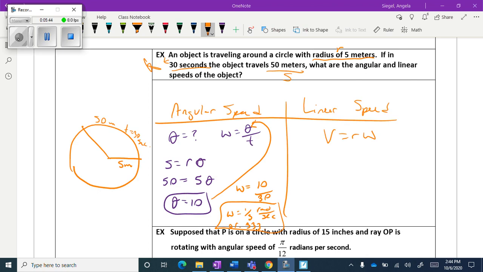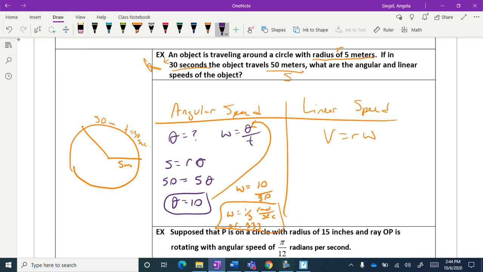Okay, so I kind of want to stop here. I'm not done yet. I just want to talk about the angular speed. So this is what's going on, first of all. We have this circle with 5 meters for my radius, and in 30 seconds, it's going to travel 50 meters. So right here, that's my S.